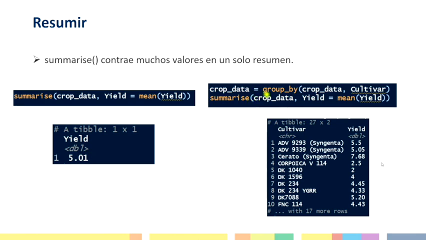But if I use the group by function and then I use the summarize, you can see that the command here is the same, but since the data is grouped, the result is different. Because in this case, I would have the yield for every crop. So these two combined allow me to do this.